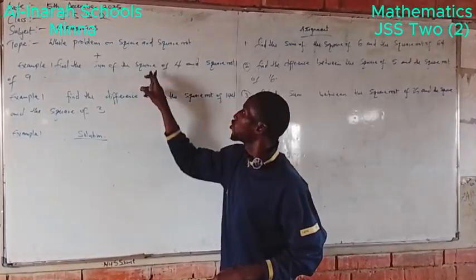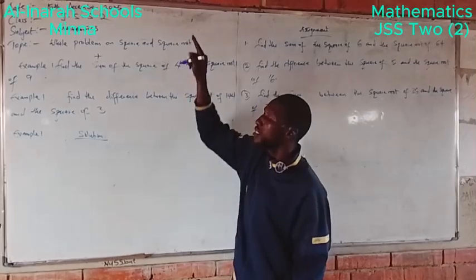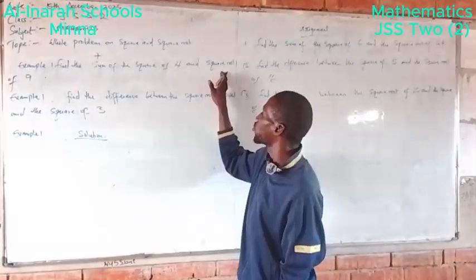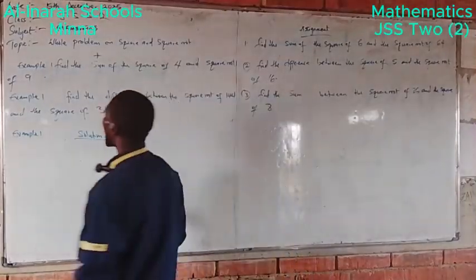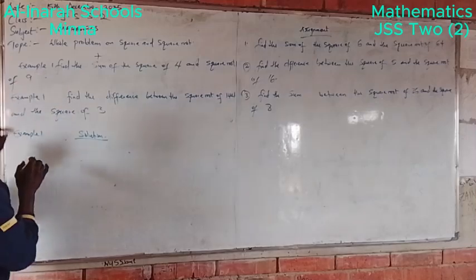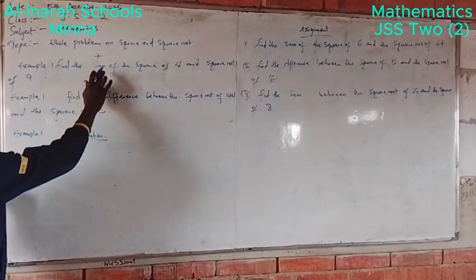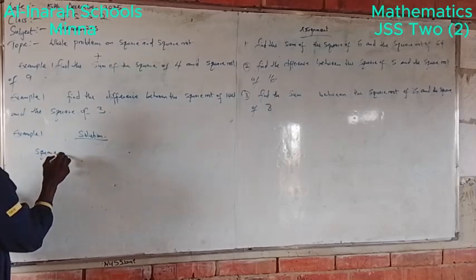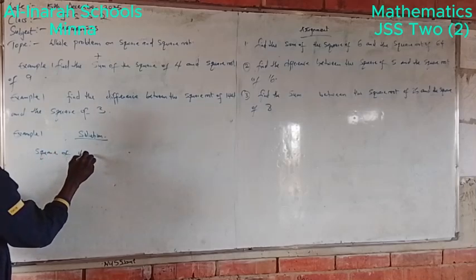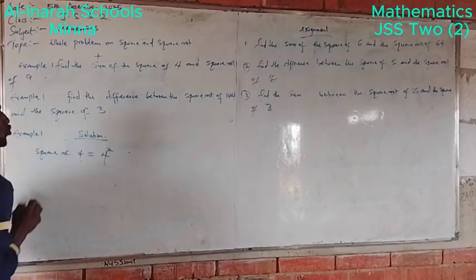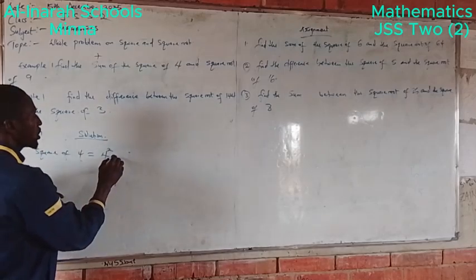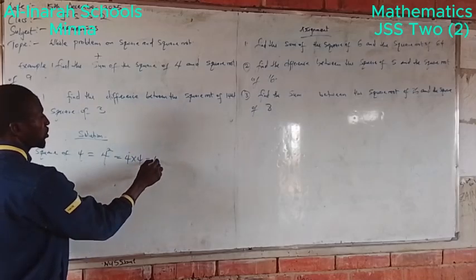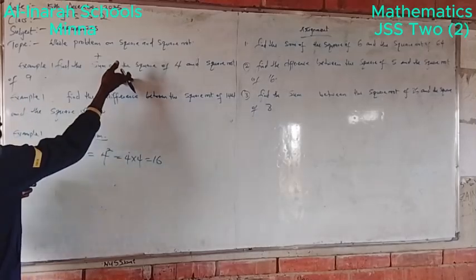Plus. Square, I told you earlier, is the power to any number being given to you, where the square root is a sign. Now, for us to start solving example 1, since we are asked to find the sum, which is plus, the square of 4 is the same thing as 4 raised to power 2. And 4 raised to power 2 is 4 times 4, which is 16. That is the first one.